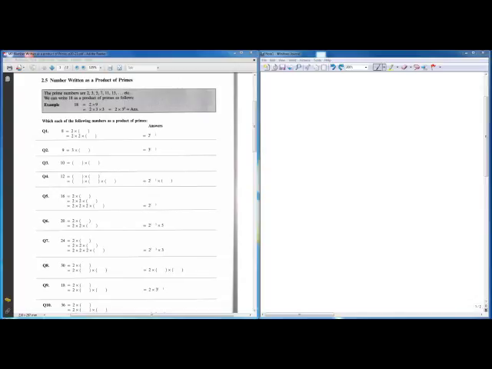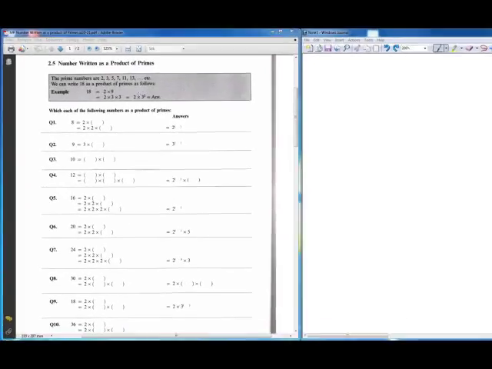So, we just keep 2, but we have to write 9 as a product of prime numbers. 9 is 3 times 3. So therefore we can write 18 as 2 times, instead of 9 we write 3 times 3. And since we have 2 3's, we write it in index form, like this.